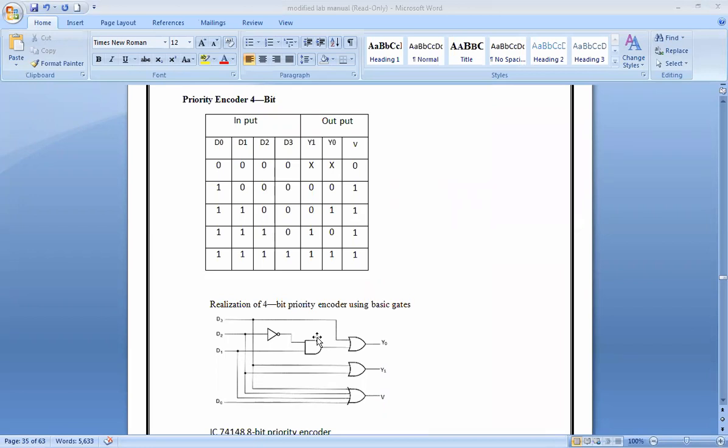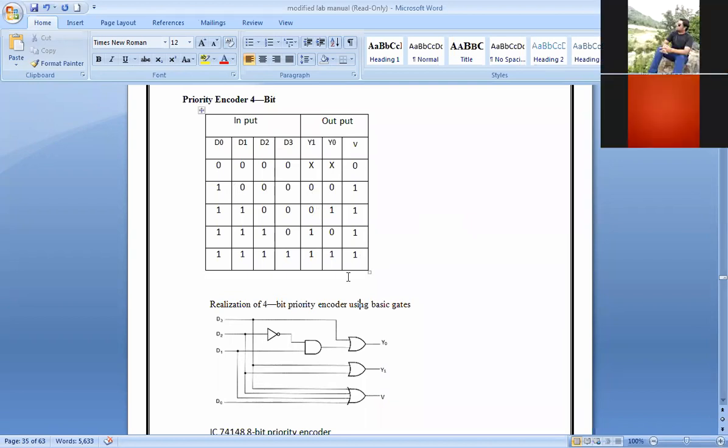How did I get the circuit? Normally in digital electronics, what do we do? We draw the truth table and the K-map. You can take the K-map of Y1, Y0, and V separately, and you will get expressions, and these are the implementation of those expressions.